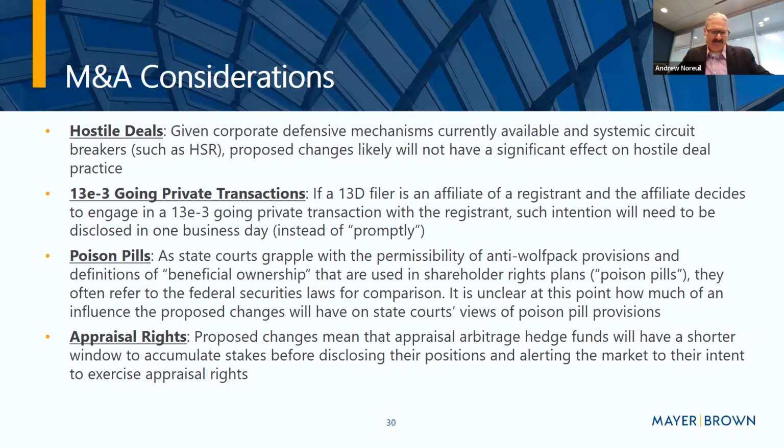A going private transaction is when an affiliate of a registrant takes the company private. In a number of cases, these affiliates might be 13D filers. For example, we've seen a lot of situations where early stage drug companies, which might be public companies, have collaboration arrangements with larger pharma companies, and often equity is given to the pharma company as part of that collaboration arrangement. In those cases, these large pharmaceutical companies would become 13D filers.